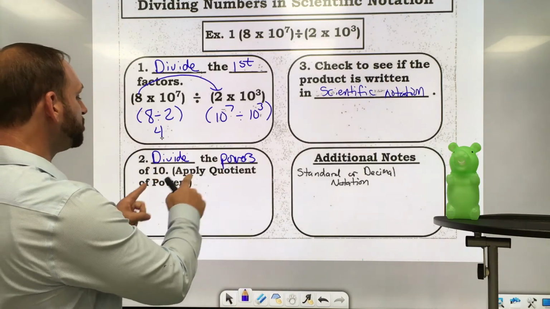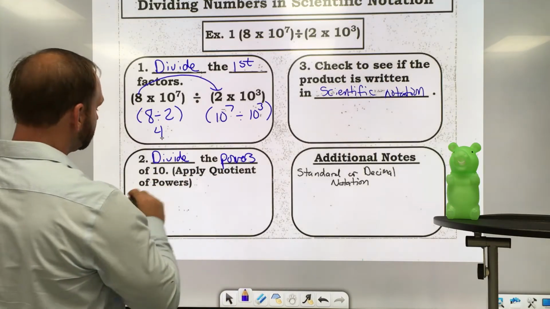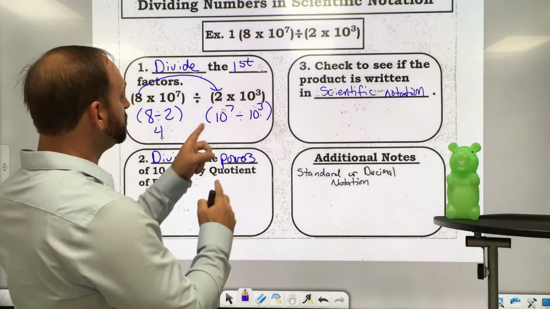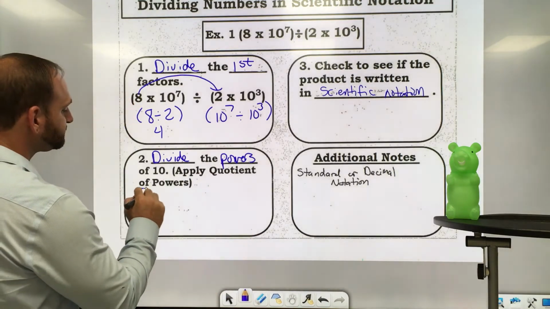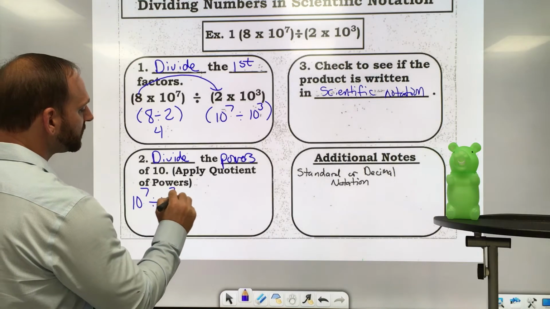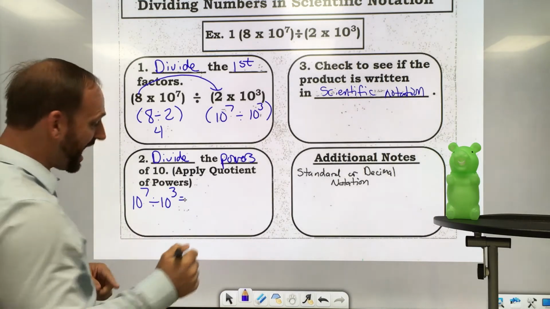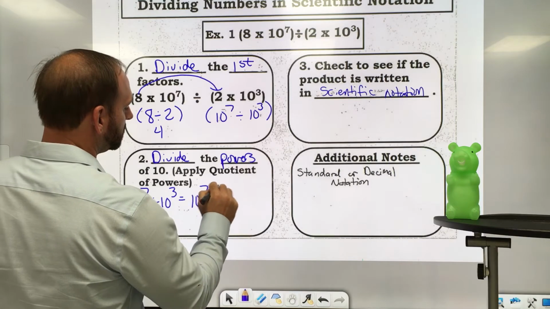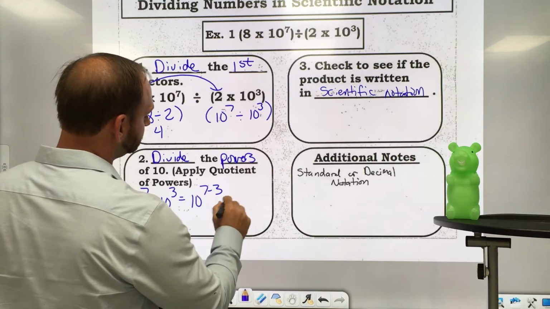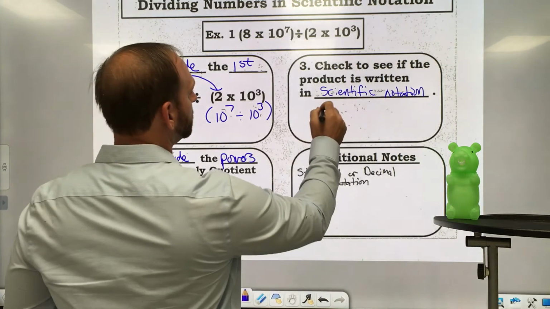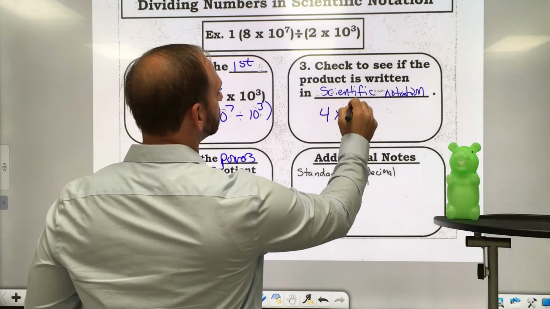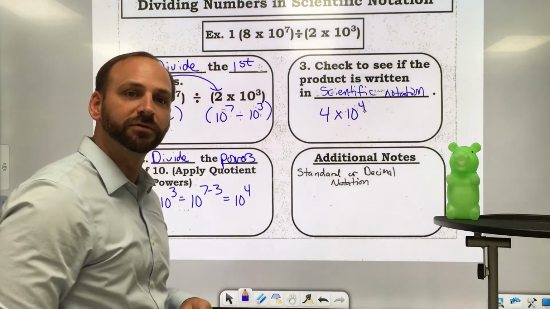Now, our quotient of powers says that when you divide two powers with the same base, you keep the base and you subtract the exponents. So that should give me 10 to the 4th. So 4 times 10 to the 4th.